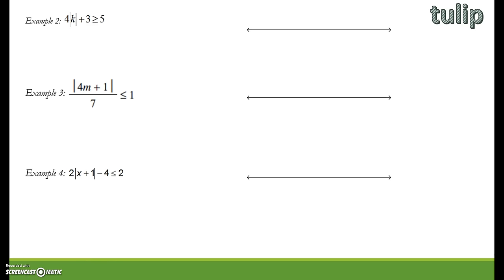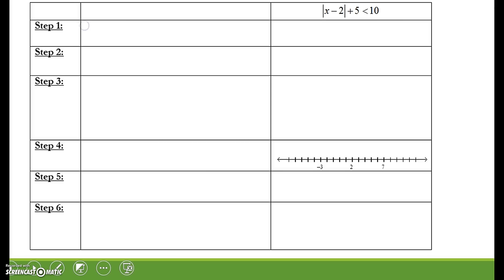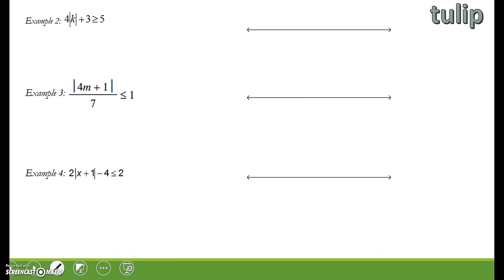So for the next one, I need to isolate the absolute value first. So I'm going to subtract 3 from both sides. And then I'm going to divide by this 4. So I reduced the 2 divided by 4 and got 1/2. So now that I have the absolute value alone, I'm going to make 2 separate inequalities.